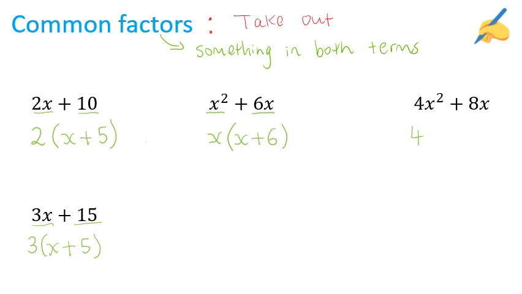And last one, if I have 4x squared plus 8x, here the number 4 is common. But if you have a look, also x is common. So I'm going to take out both, 4x. Open up my bracket. 4x needs to be multiplied by what to give 4x squared? 4x times x. And then 4x needs to be multiplied by 2 to give 8x.